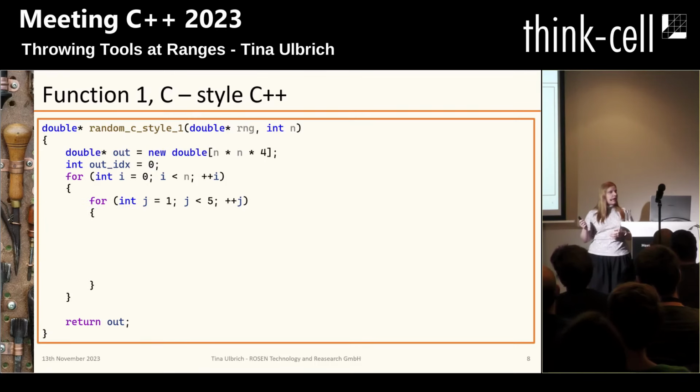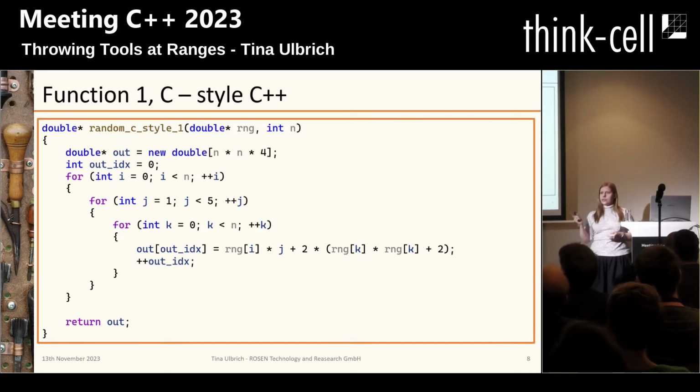And then I need to use indexed loops. As you saw before, I used range-based for loops, and now I'm using indexed loops because I'm in the C-style world, but the calculation itself is the same. And here I'm returning this dynamic array from the function, which I need to remember later because I need to delete this.